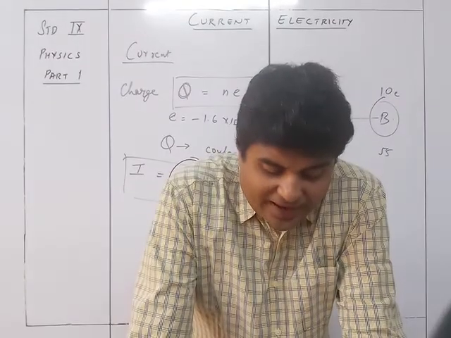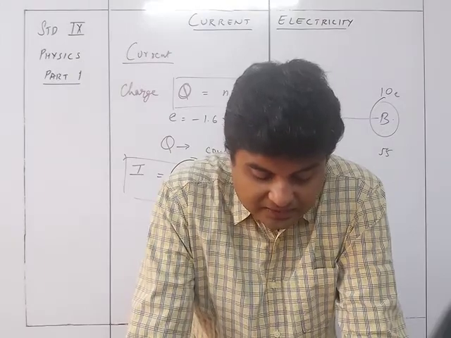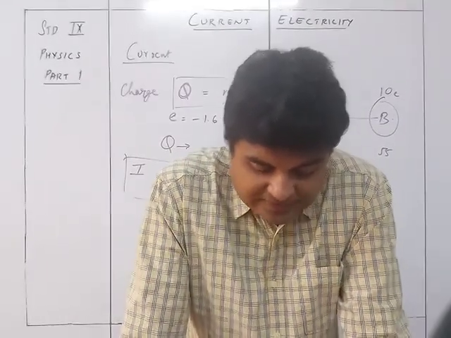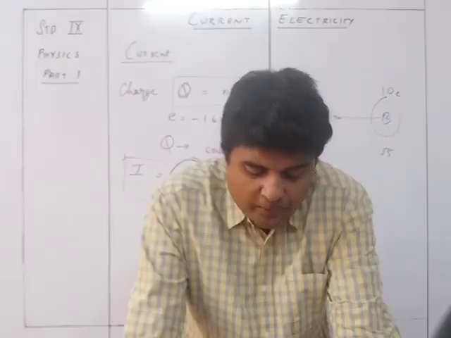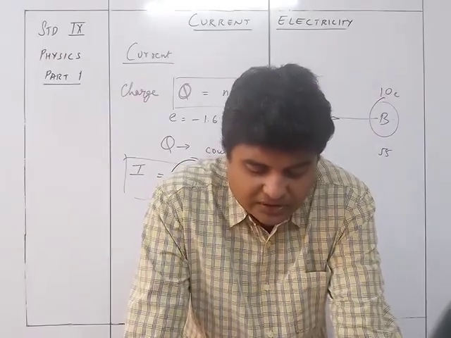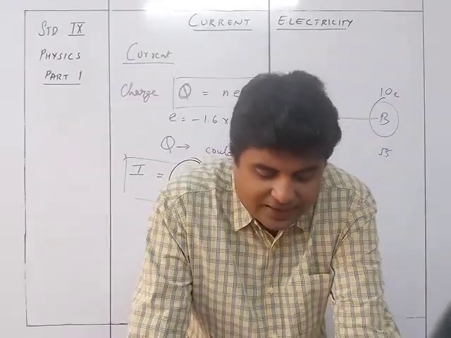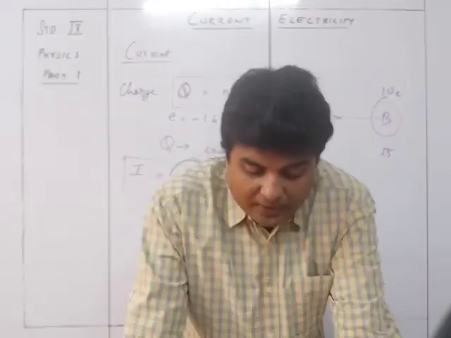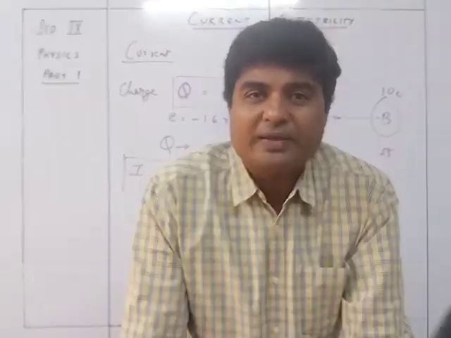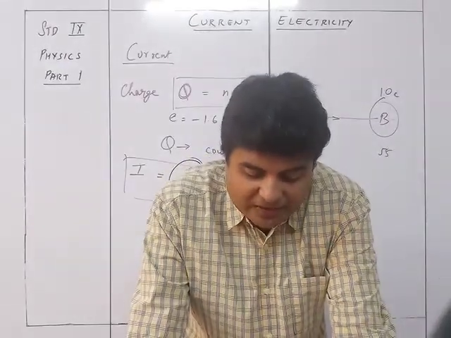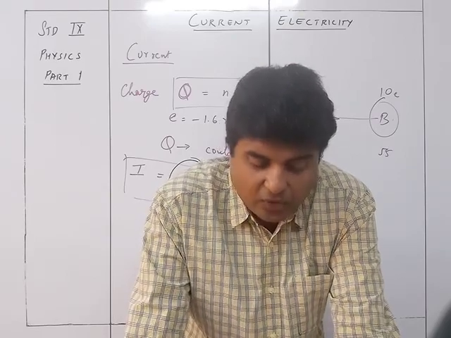Note, in an electrolyte, the current flows due to the movement of both the positive ions, cations, and negative ions, anions. In 1 second, if N1 positive ions, each carrying a charge of Q1, move in one direction and N2 negative ions, each carrying a charge of Q2, move in the opposite direction, the total current will be I equals N1 Q1 plus N2 Q2. Because the direction of current is taken positive in the direction of the flow of positive ions and negative in the direction of the flow of negative ions.